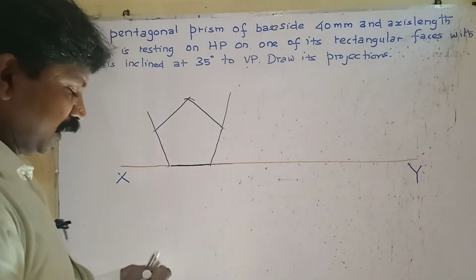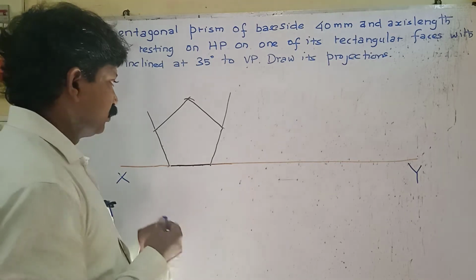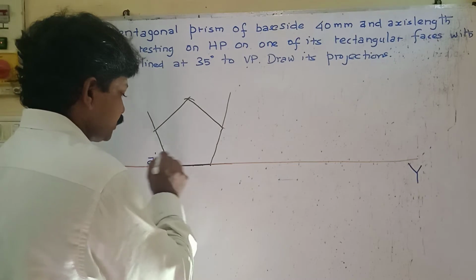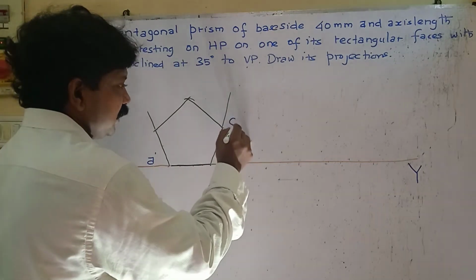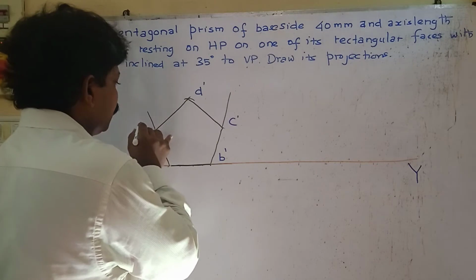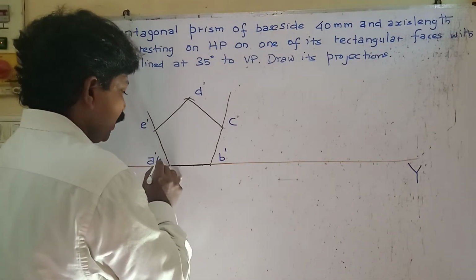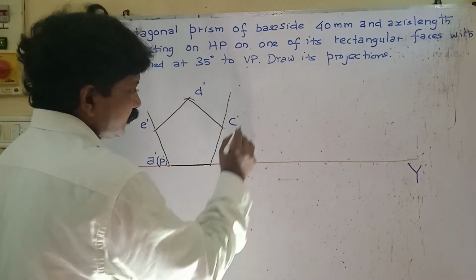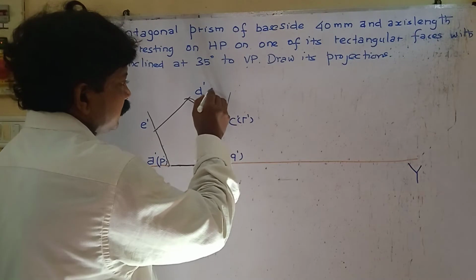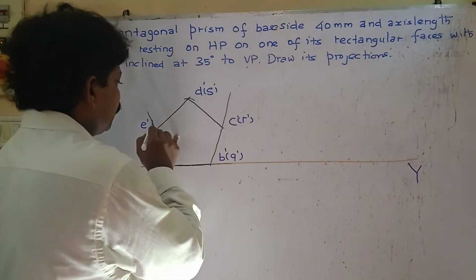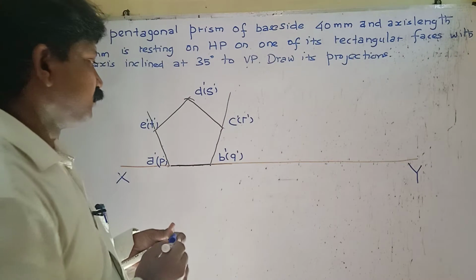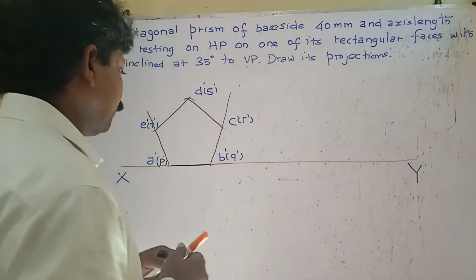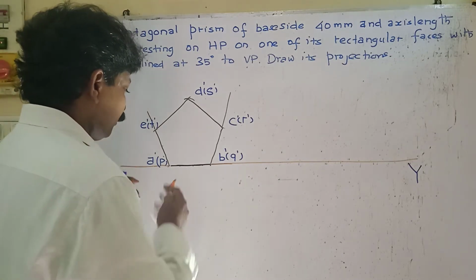Pentagonal prism having 2 bases, so you have to give 2 names: A dash, B dash, C dash, D dash, E dash. Inside the bracket, the next base P dash, Q dash, R dash, S dash, T dash. Now project the top view from the front view.